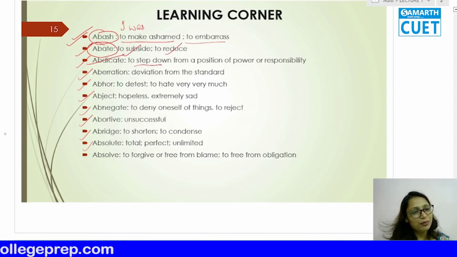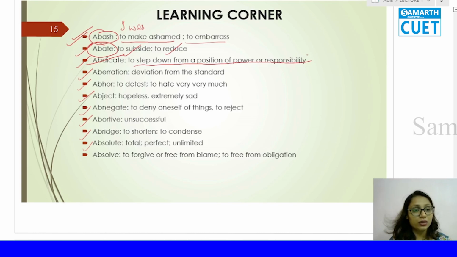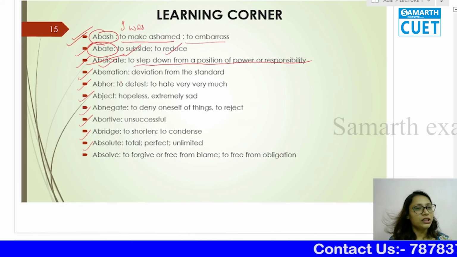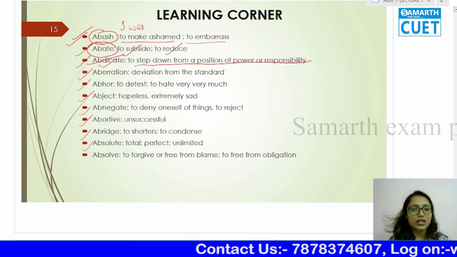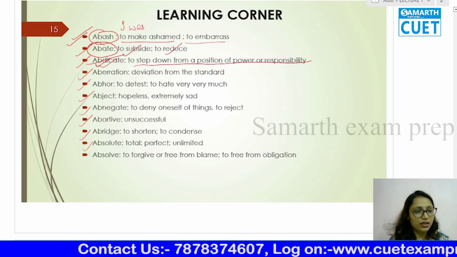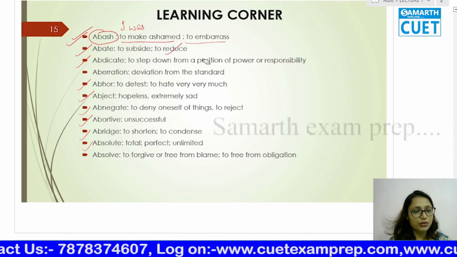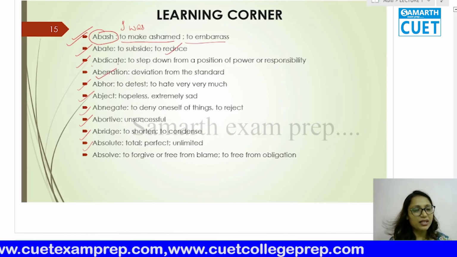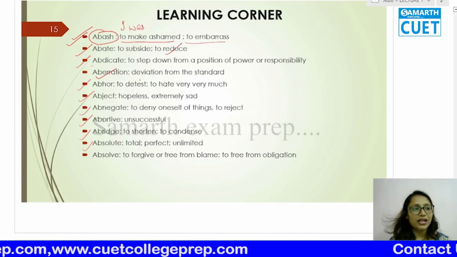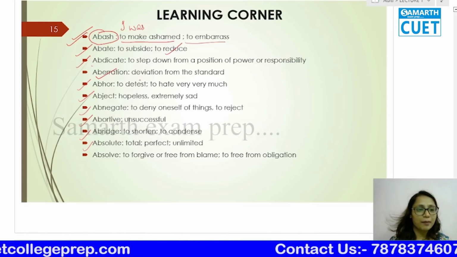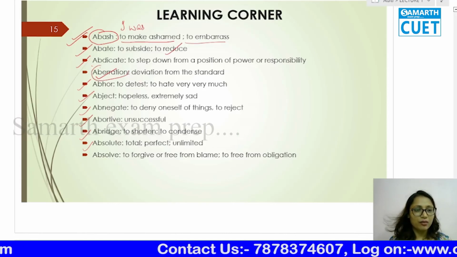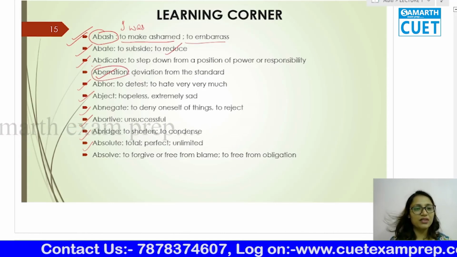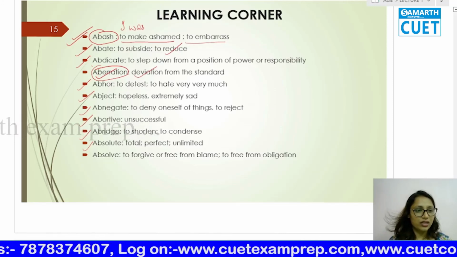Abdicate means when somebody steps down from a position of power or responsibility. Usually when a king renounces his throne, that is abdicate, and usually they do so for their kids. That means he abdicated the throne for his son. So whenever you step down from a position of power or responsibility, you abdicate it. Aberration means my life is going normal. Every day I wake up and I go to office, I come back. That's a normal routine. But someday I go and meet my friend. That is a deviation from the standard. That is not usual. So that is an aberration.